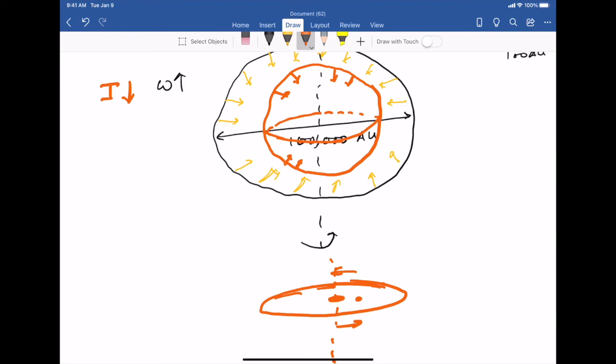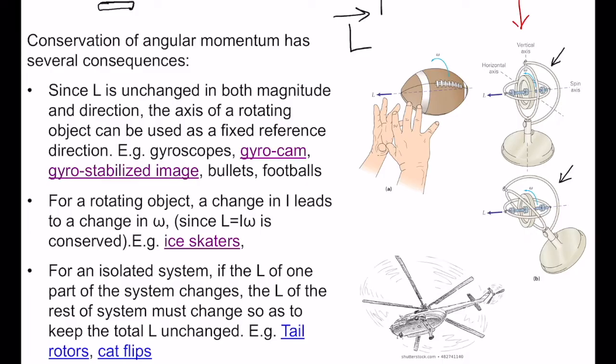And you also understand why everything is rotating in the same sense, because everything inherited their rotation from the rotation of the cloud. Okay, so that's the second class of applications.